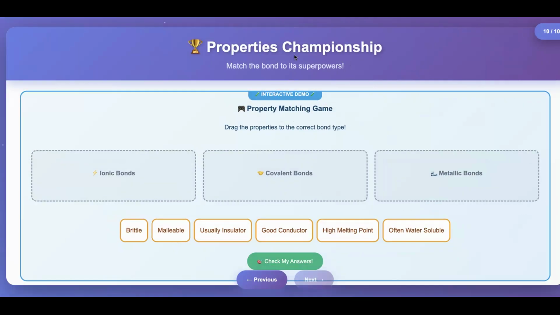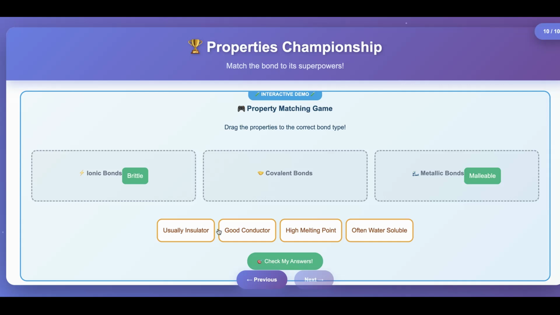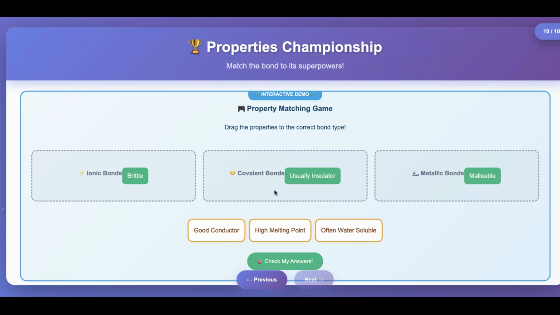So let's try to know the properties of each type of bonding: ionic bonds, covalent bonds, and metallic bonds. Which one is brittle? Ionic bonds are brittle. Which one is malleable? The metallic bonds are malleable. Which is usually an insulator and does not conduct electricity? The covalent bonds.